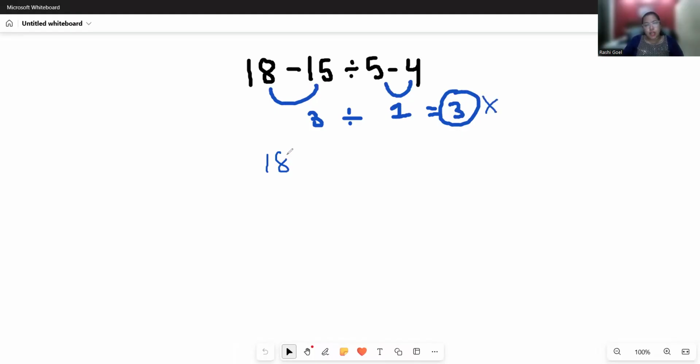When you have an expression like this with multiple operations, subtraction, division, then again subtraction, you should always follow the order of operations, which is also known as the BODMAS or PEMDAS rule. Comment down below what you call it in your country.